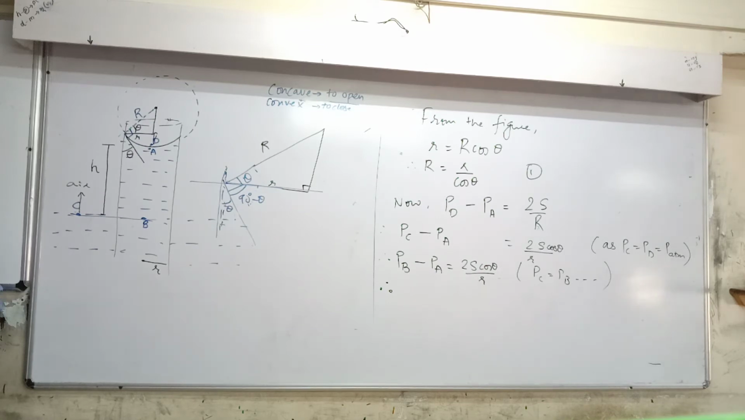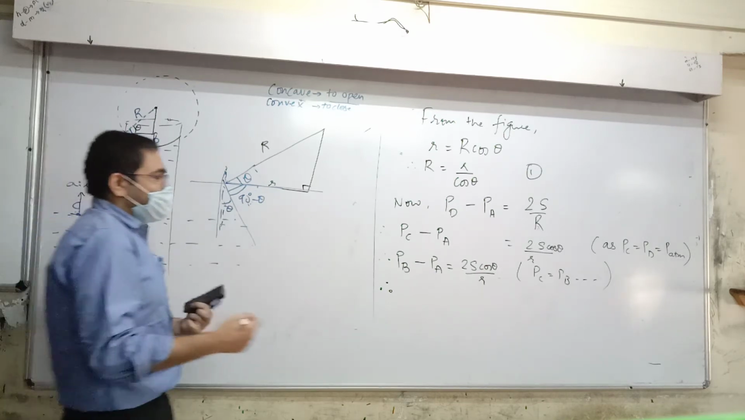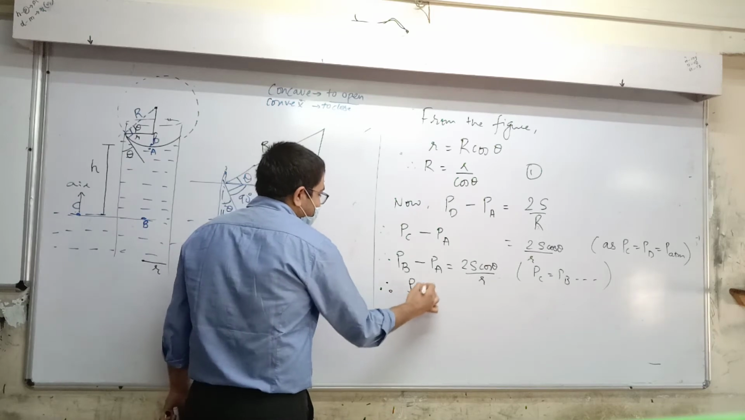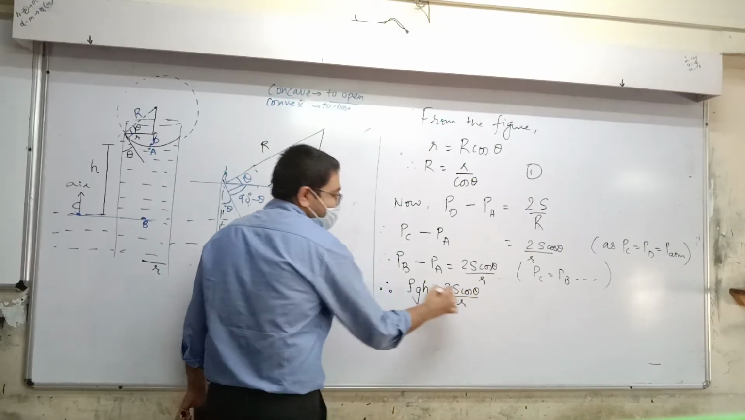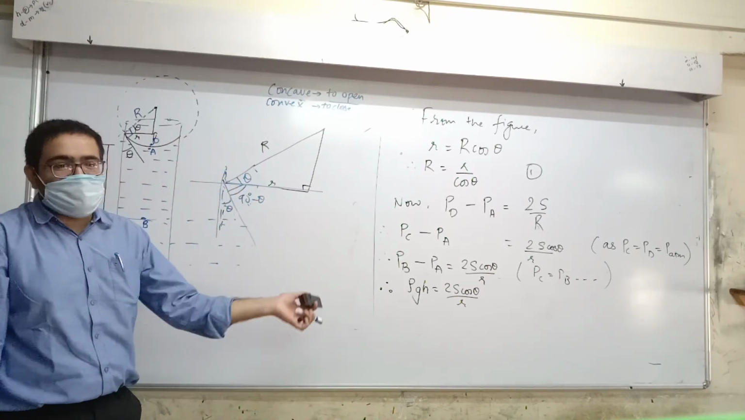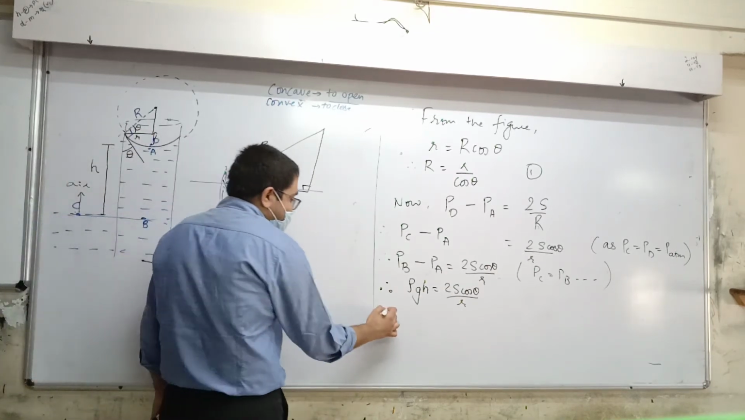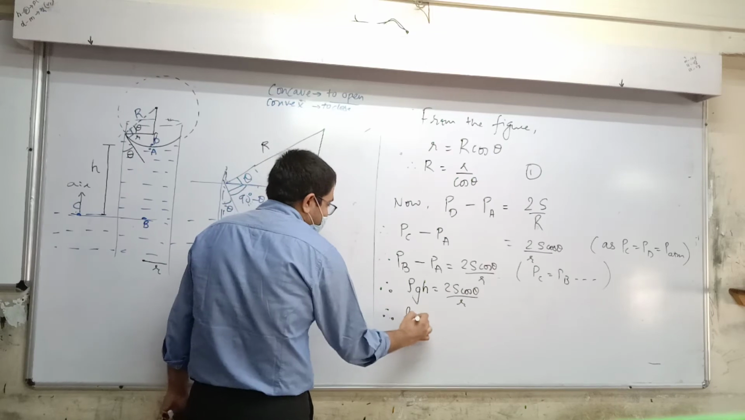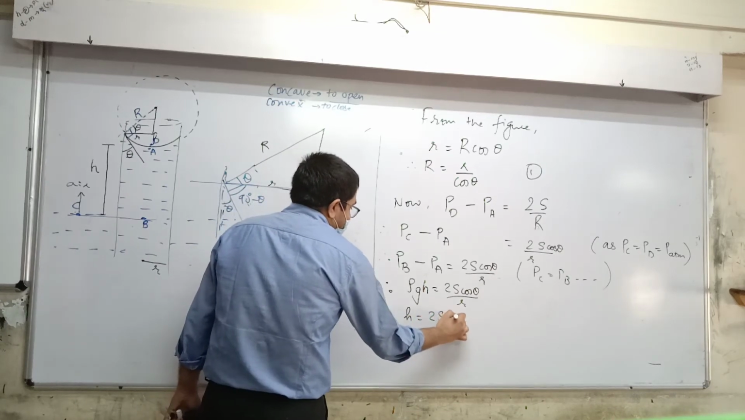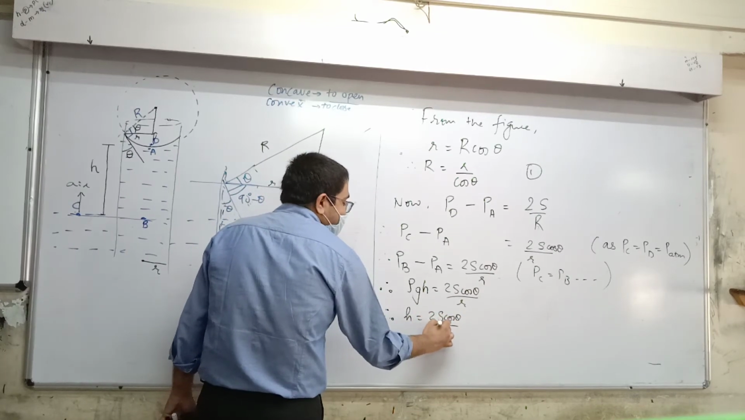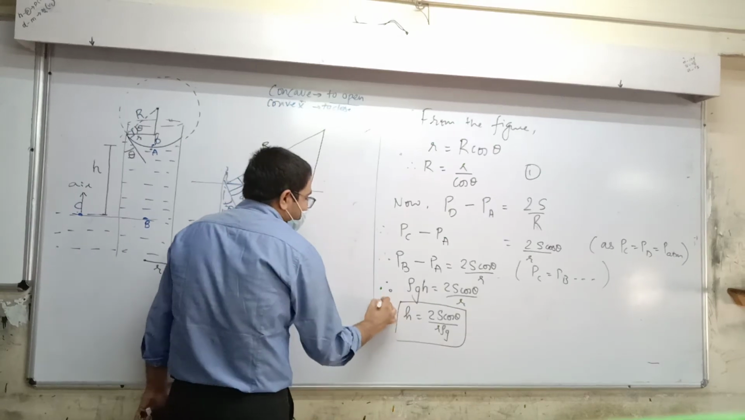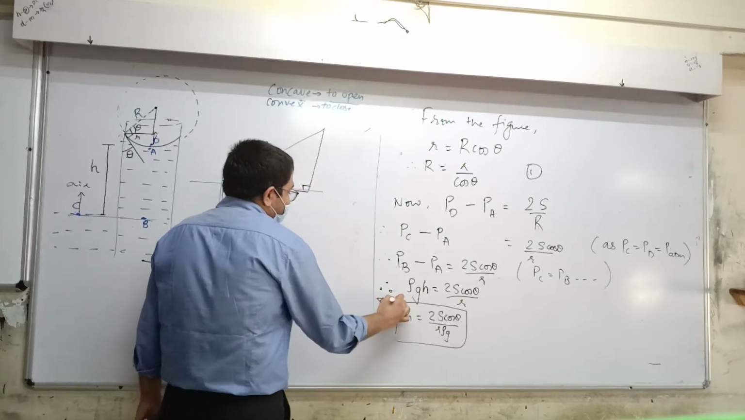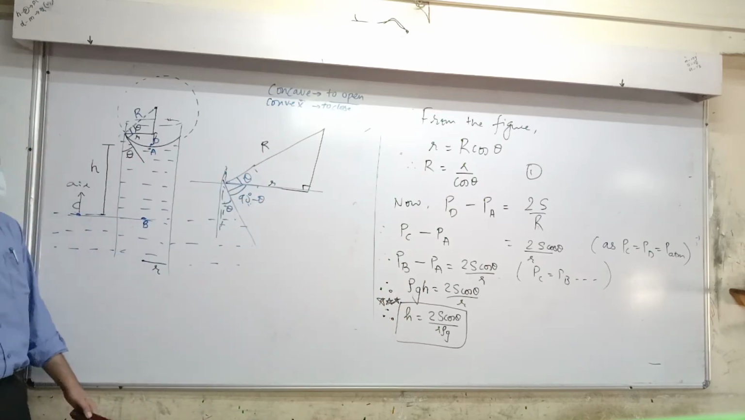Major. Yes, that is rho gS. Okay, so we got the formula of h. How much is it? 2S cos theta upon r rho g, or rho g r. This is the formula of capillary rise or capillary action.